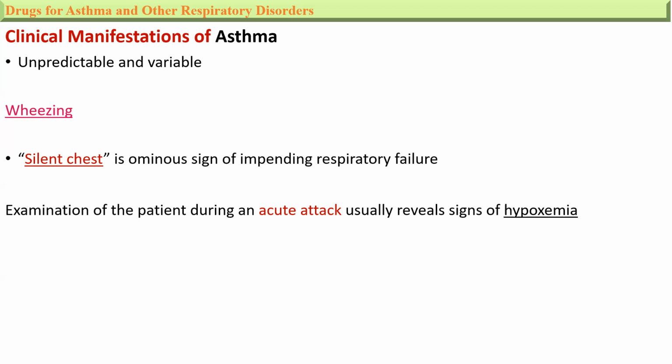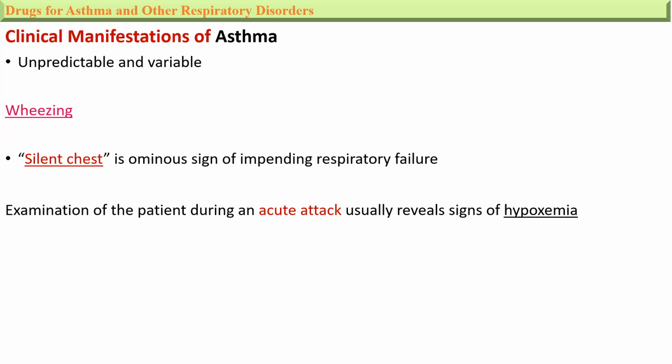Now, wheezing is an unreliable sign to gauge the severity of an attack. Severe attacks can have no audible wheezes due to the reduction in airflow. We have something called silent chest.